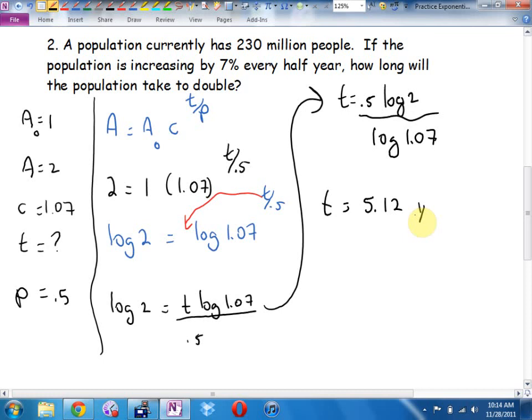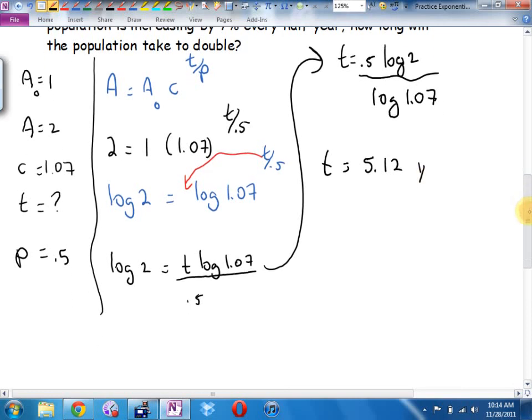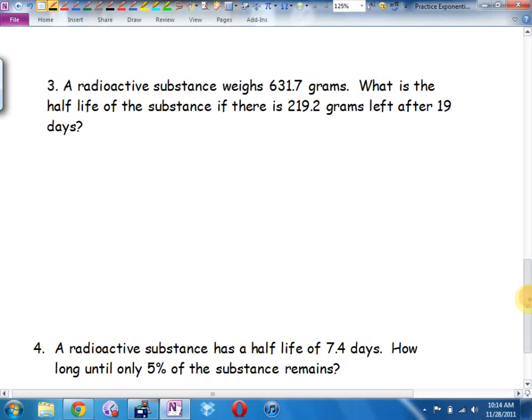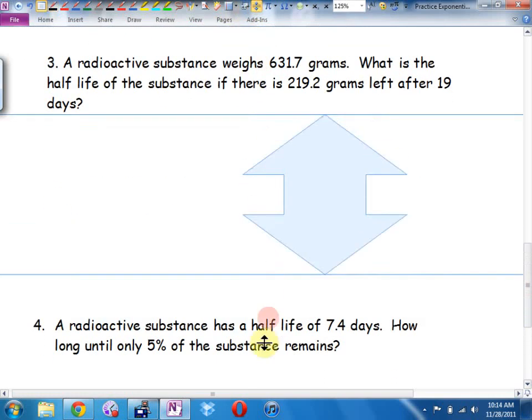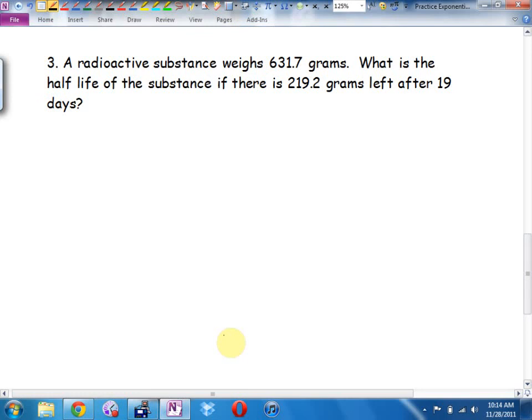Let's ramp up the nerd component. Example 3, radioactivity. A radioactive substance weighs 631.7 grams. What's the half-life of this substance if there is 219.2 grams left after 19 days?